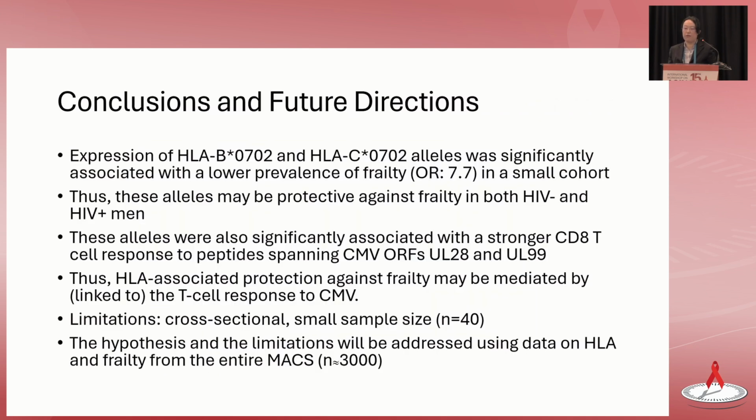To summarize, we found that expression of HLA-B*0702 and HLA-C*0702 alleles was significantly associated with a lower prevalence of frailty in a small cohort. Thus, these alleles may be protective against frailty in both HIV-negative and HIV-positive men. Because these alleles were also significantly associated with stronger CD8 T-cell responses to peptides spanning CMV ORFs UL28 and UL99, it is possible that the HLA-associated protection against frailty is mediated by the T-cell response to CMV.